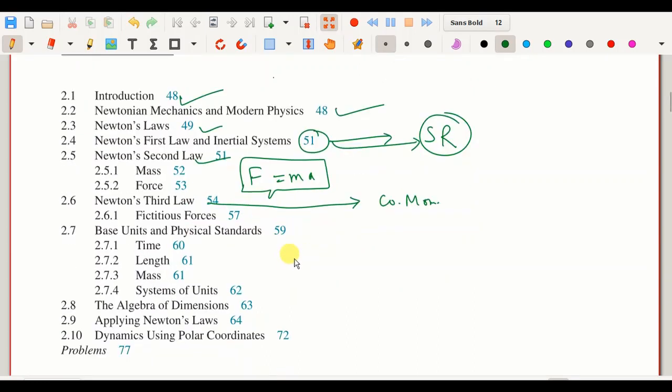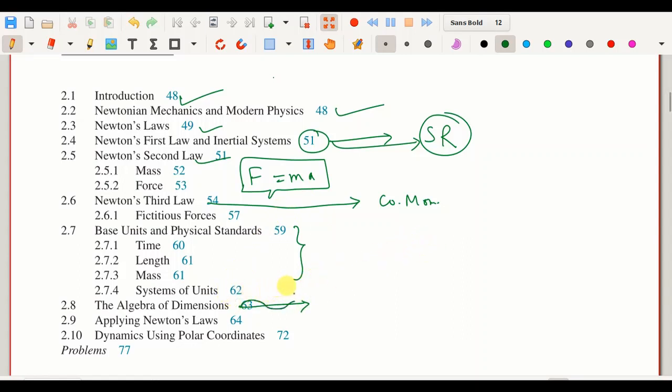Now we will understand this situation: in physics, in experiments, we always care about measuring some quantities. How do we measure them? How do we define time, length and mass, and how do we define systems of units? We will understand the history and the modernization that took place in those systems. Then we will understand more about dimensional algebra.